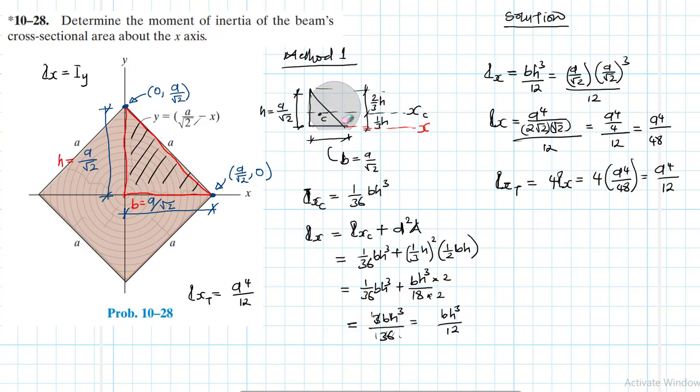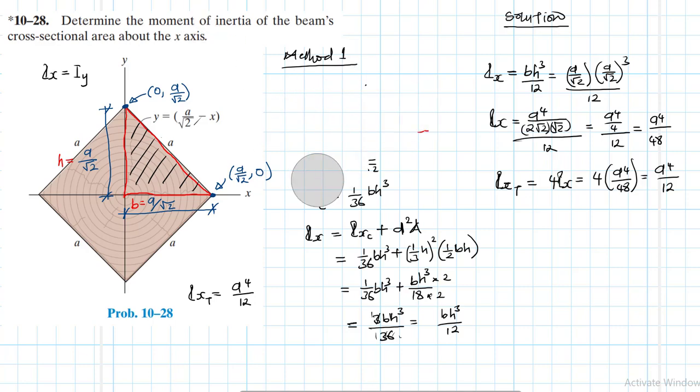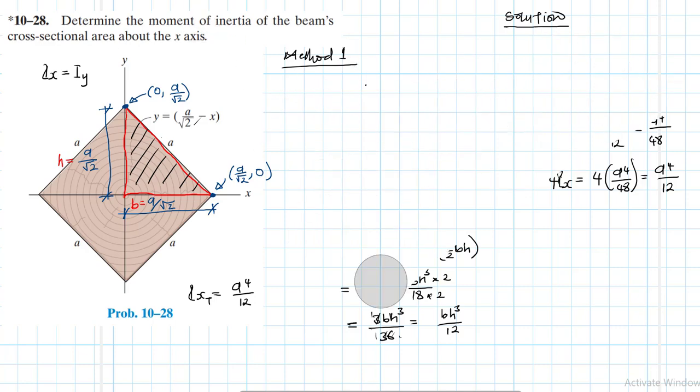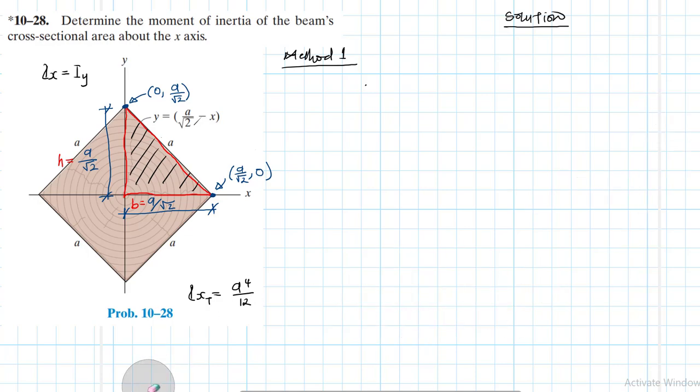Alright, so let's work out this problem using the second method, which I'm calling method 2. This is in a case where you don't know the moment of inertia for a triangle. Here you don't know, you just have the problem. So what are we going to do?